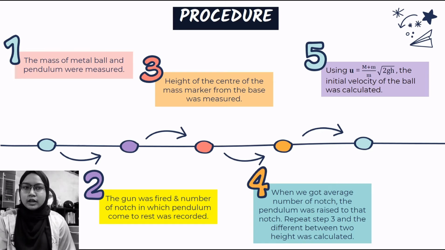Fifth, using the formula U equals the mass of the pendulum plus the mass of the metal ball, divided by the mass of the metal ball, times the square root of 2gh, the initial velocity of the ball was calculated.